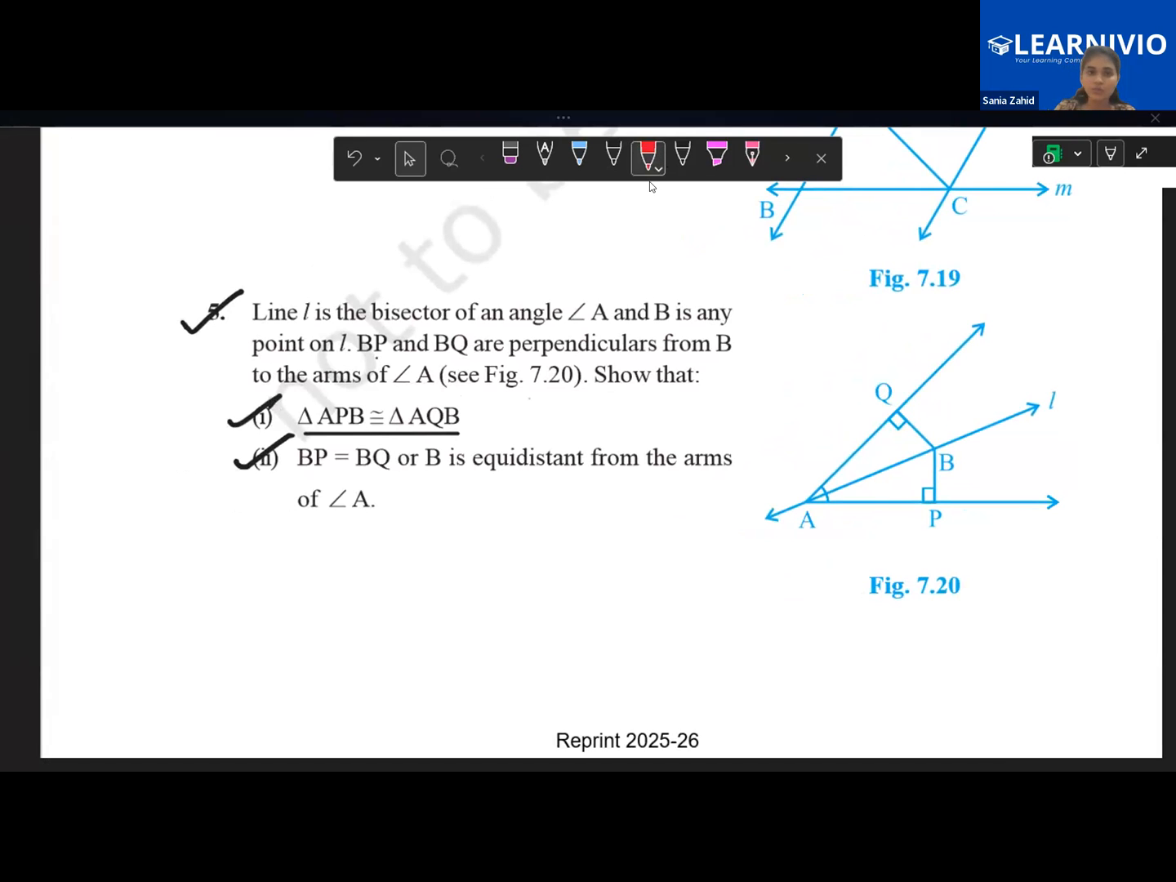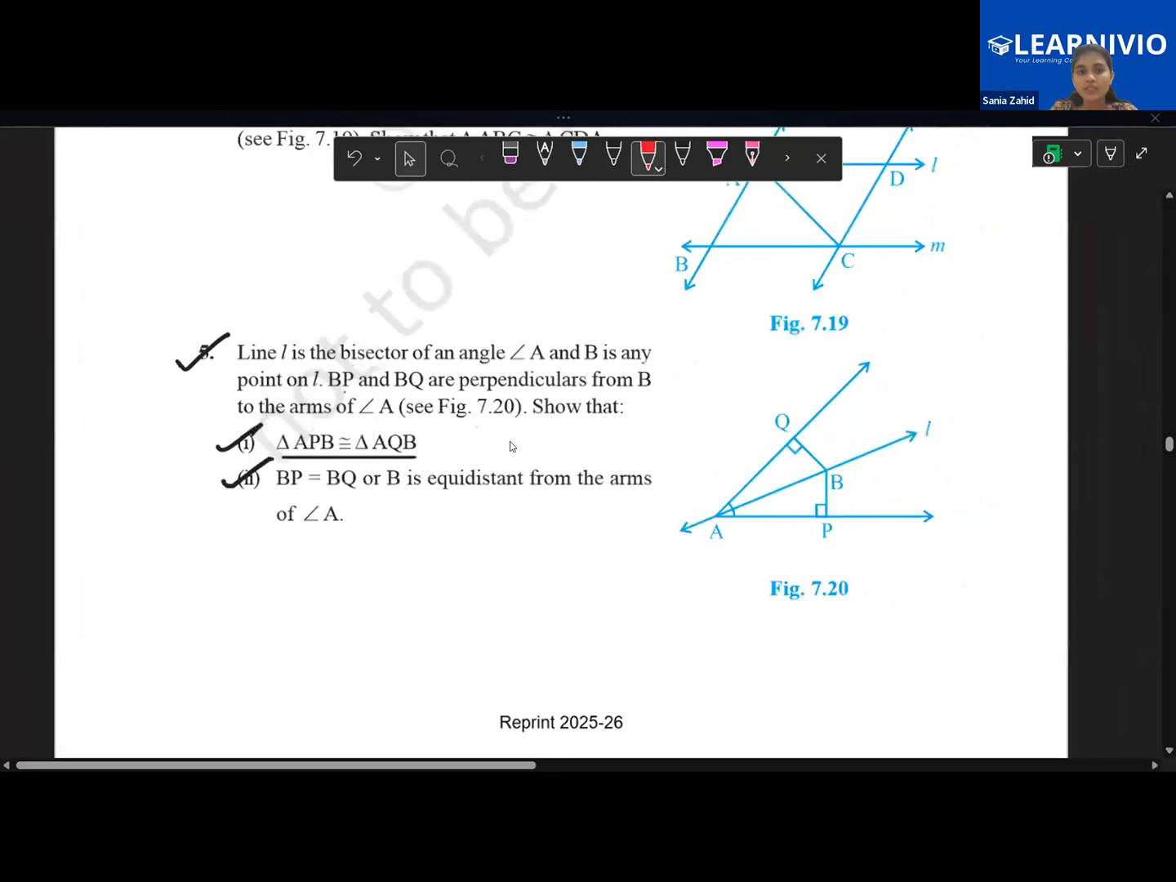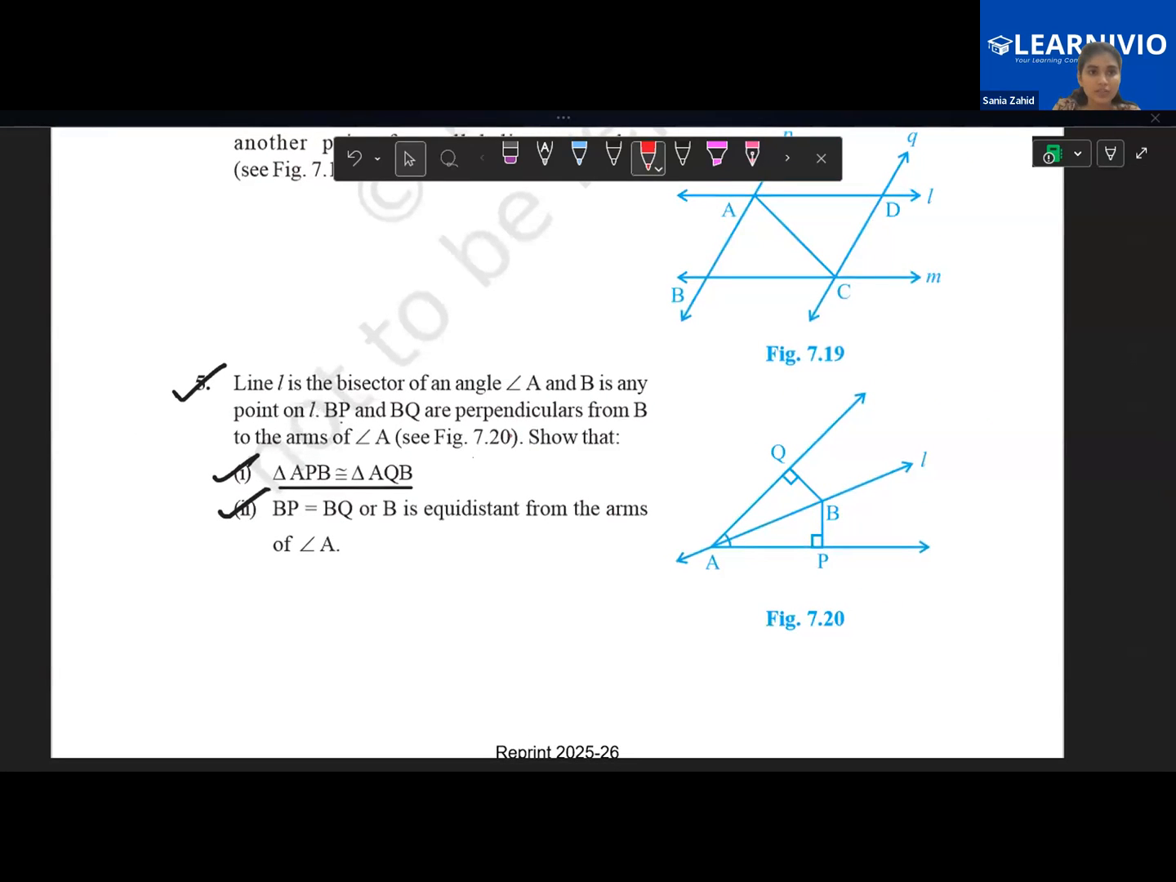Okay, children, all of you focus on the board now. What is given in the question? First of all, we'll write that. So the first point you'll write is given. Who will tell me what is given in the question? Point by point. BP and BQ are perpendicular from B.